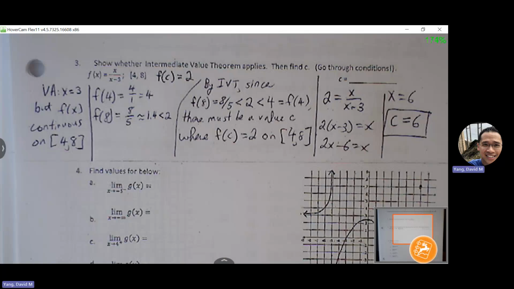For part B, you're going to walk through your continuity conditions. So practice, see if you can remember your continuity conditions from memory and practice writing out each of those conditions in the proper notation that's required for continuity conditions.